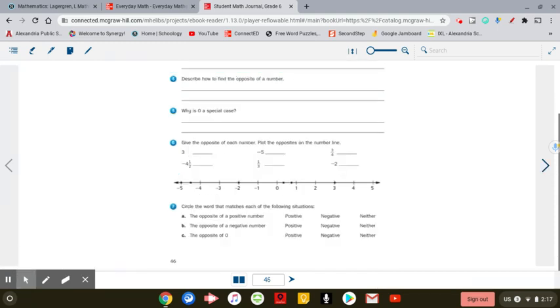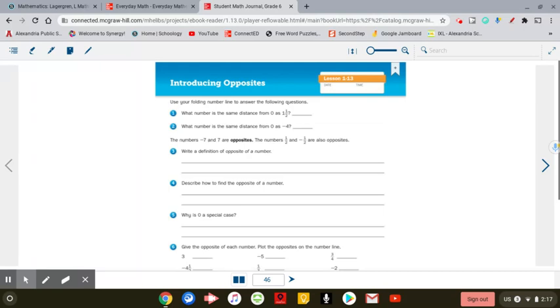So if you flip to 46, more questions here. It says, what number is the same distance from 0 as 1.5? Well, on the opposite side of 0, we would find -1.5. And that didn't show up perfectly, but it's -1.5. That looks a little bit better. What number is the same distance from 0 as -4? Well, on the opposite side, it would be 4. So an opposite is a number that is the same distance from 0 in the opposite direction.